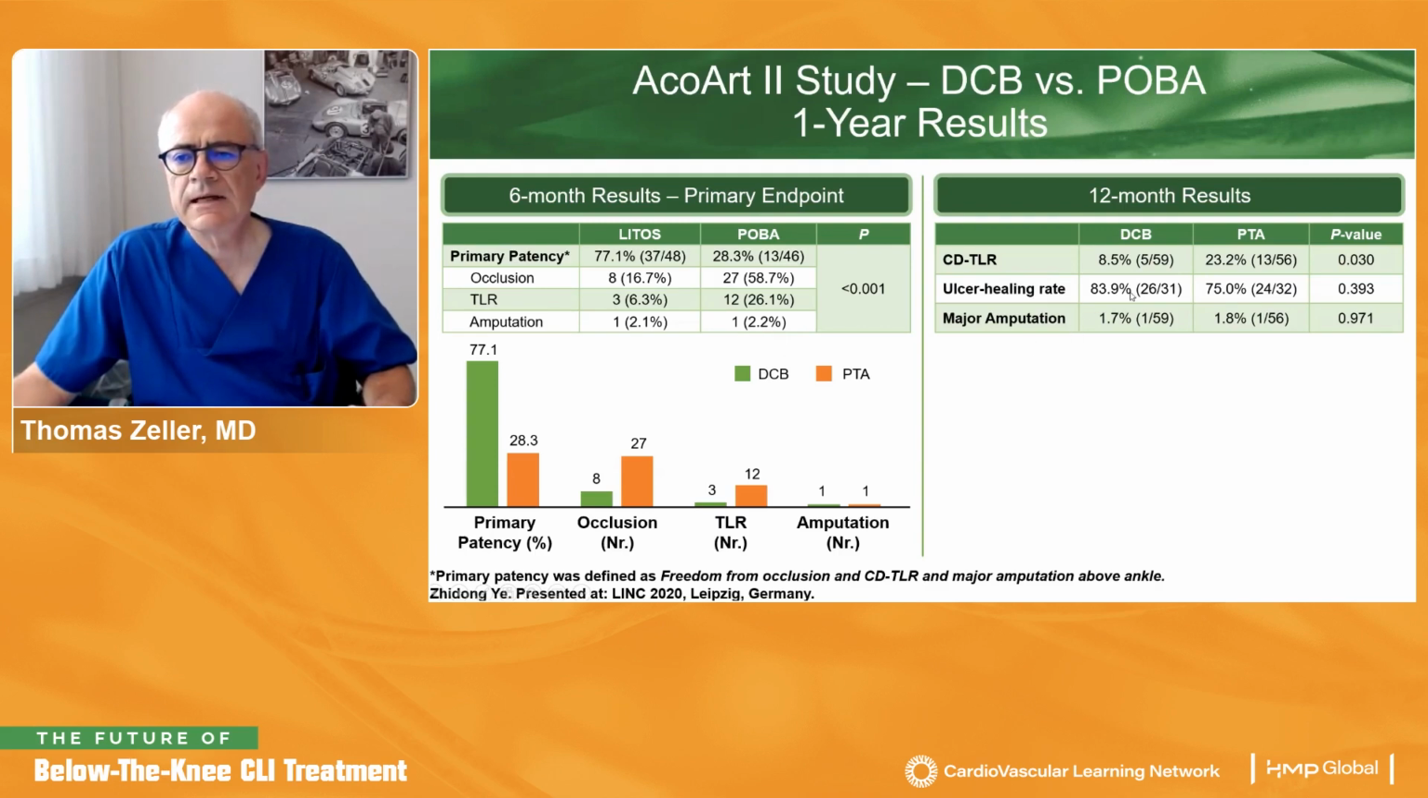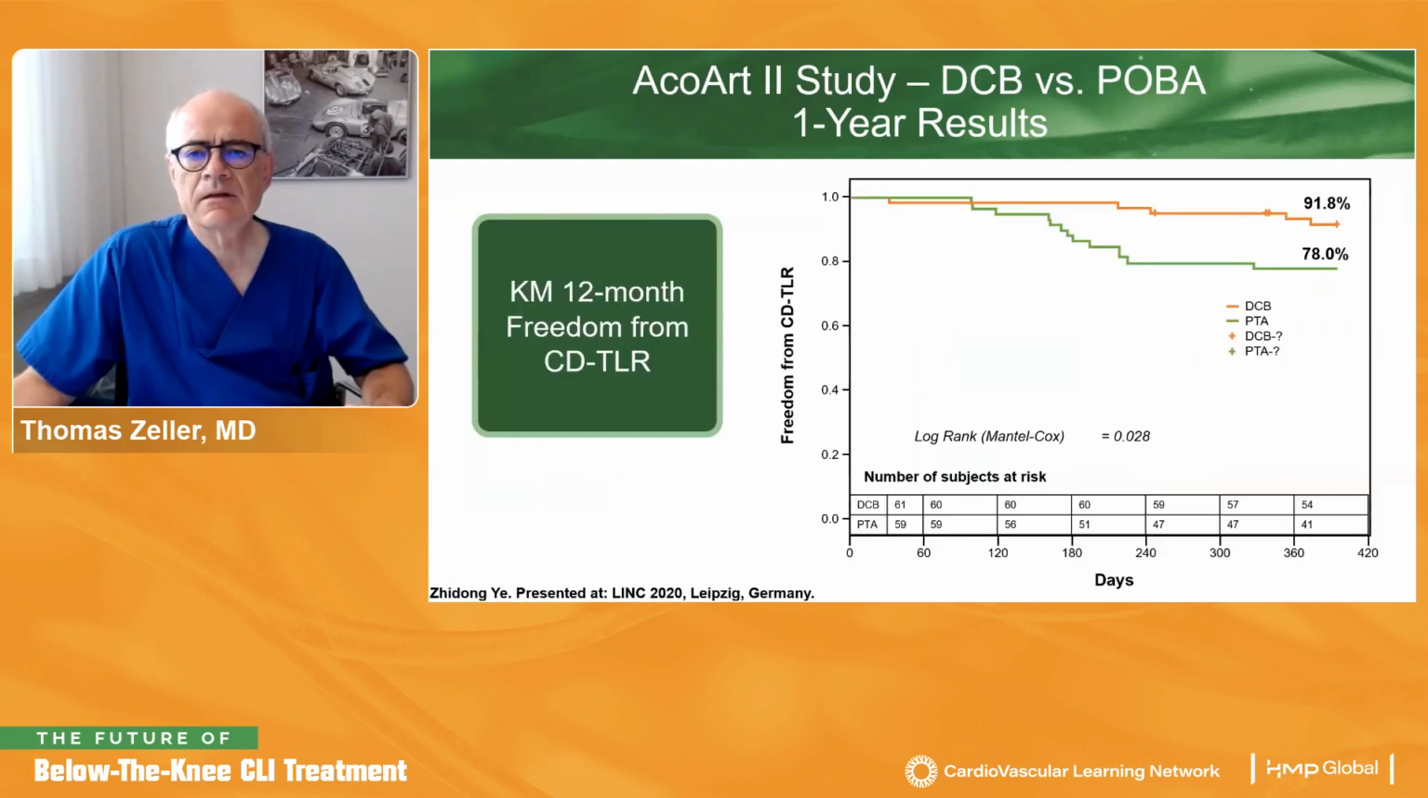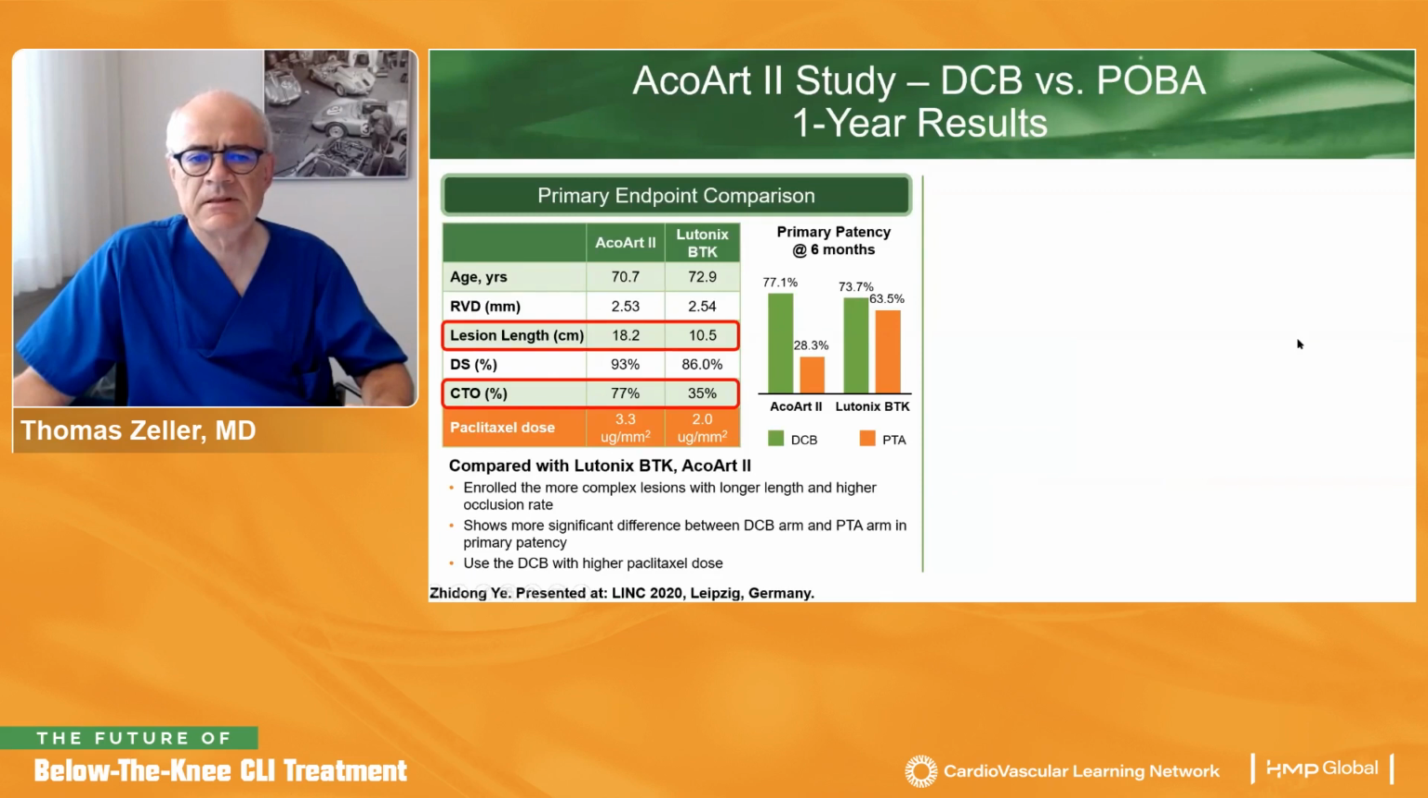Again, if you look on ulcer healing, there was no difference, only a trend towards a better performance of the DCB as compared to the control cohort, no difference with regard to amputation rates. This is now the Kaplan-Meier curve for freedom from reintervention, significantly favoring the DCB balloon again.